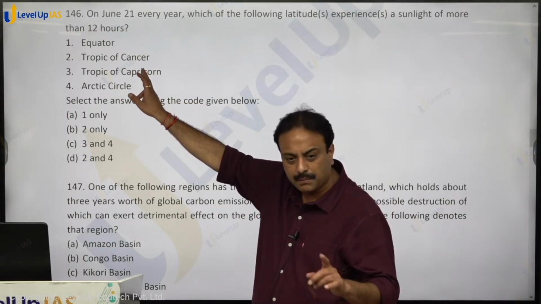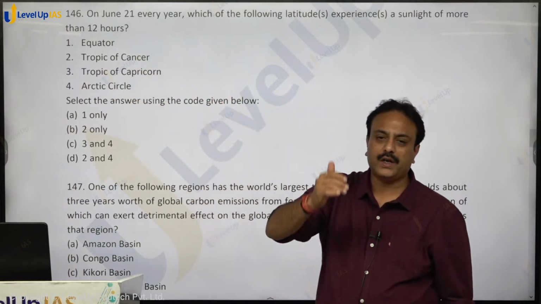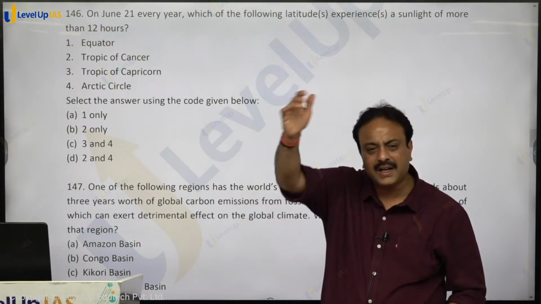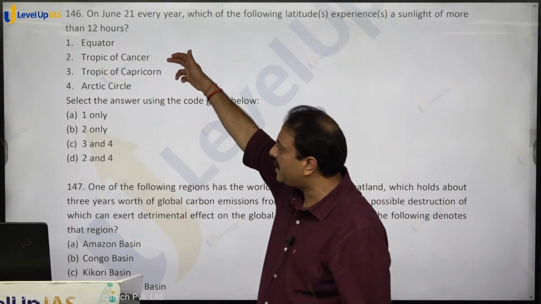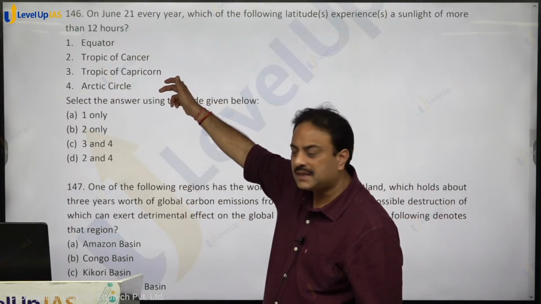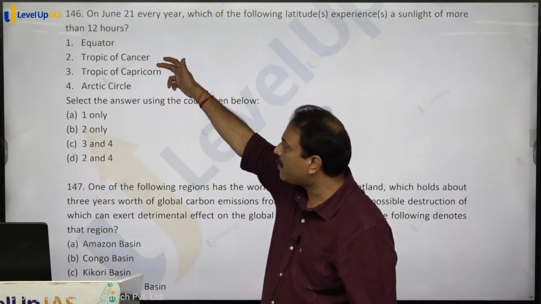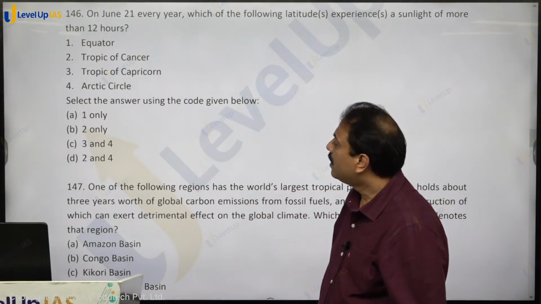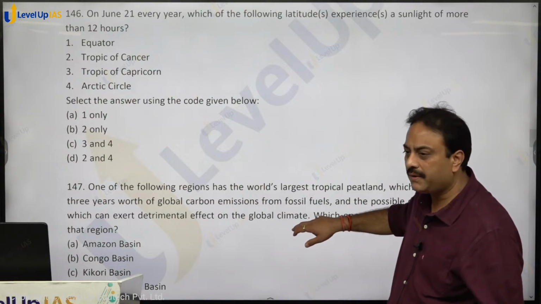Tropic of Cancer, more than 12 hours, because as you move from the equator to the north pole, the duration of day will go on increasing, 12 hours, 13 hours, 14 hours, 15 hours, and finally at the north pole it will be 24 hours of day. So Tropic of Cancer will be there. Capricorn, it will be less than 12 hours. Arctic Circle, more than 12 hours. So it will be Tropic of Cancer and Arctic Circle, 2 and 4, option D for dog shall be the right answer. Clear on that, everyone?